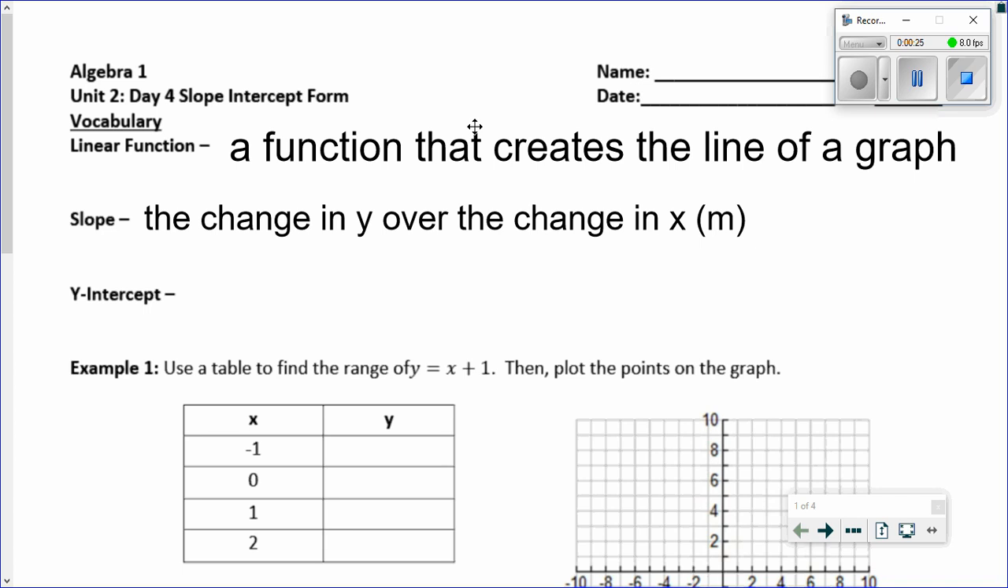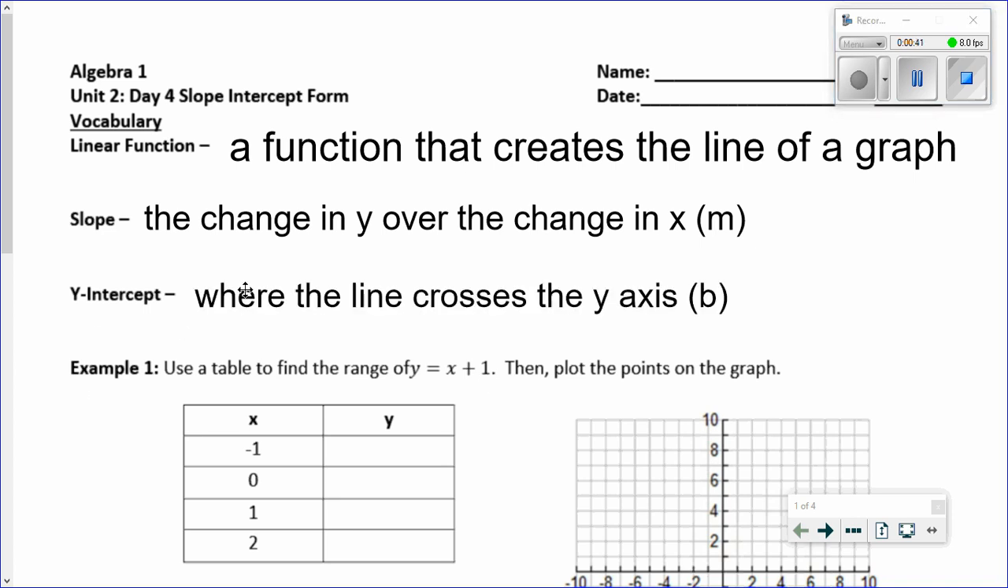Slope is the change in y over the change in x, also known as m. That's the letter that we chose to mean slope. Don't know why it's m and not s, but you know. And then y-intercept is where the line crosses the y-axis, the b. Again, we chose b instead of y, just because. Knowing these letters is going to be really important later on.